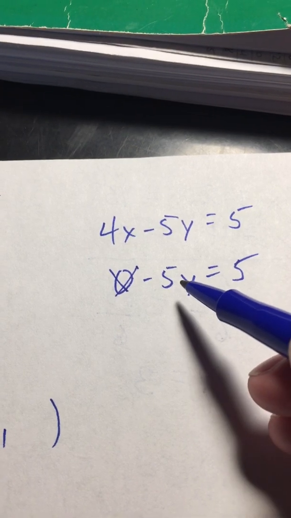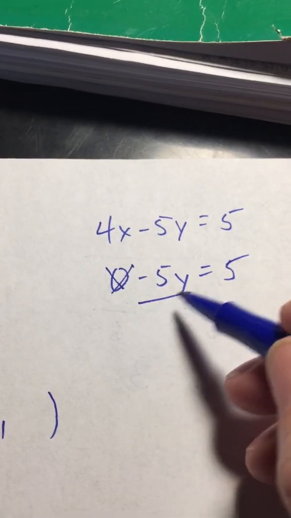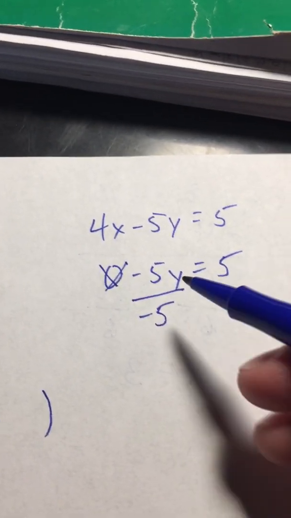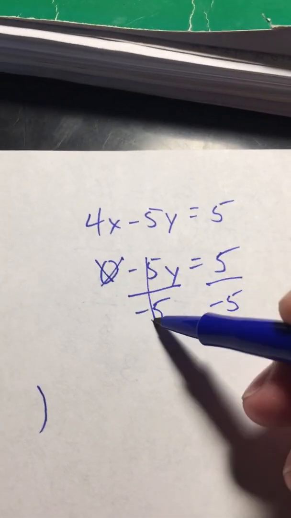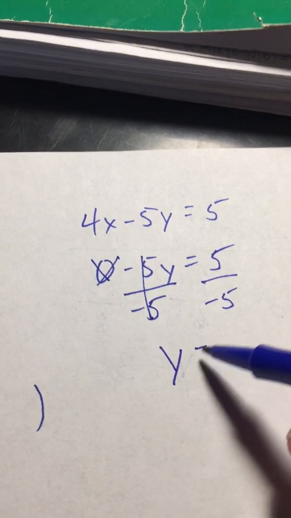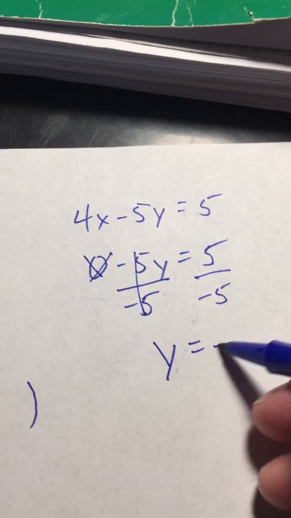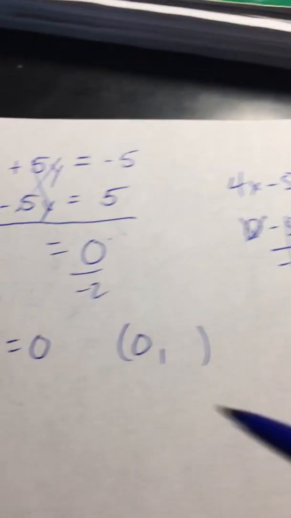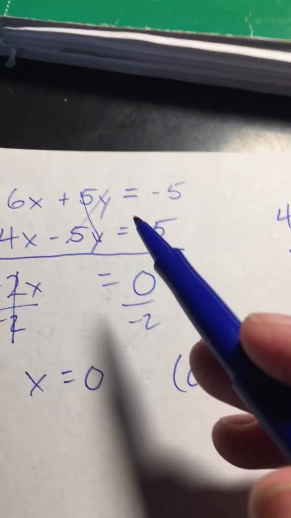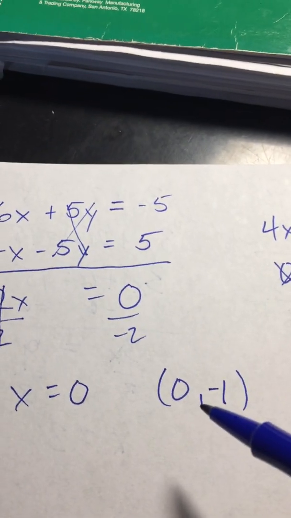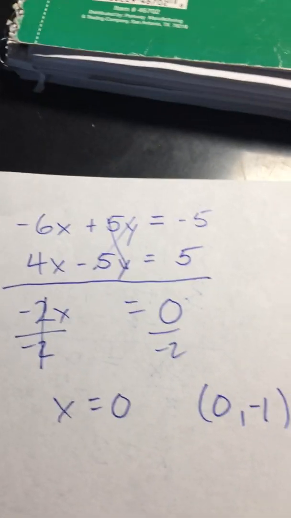So how do we undo multiplying? Yes, we're going to divide by that same negative 5. If I divide one side by negative 5, I must divide the other side by negative 5. The negative 5's cancel out, leaving me with a beautiful positive y. And 5 divided by negative 5 is a negative 1. So my y is a negative 1. So 0, negative 1 is the point where those two lines intersect. 0, negative 1 is the solution to this system of equations.